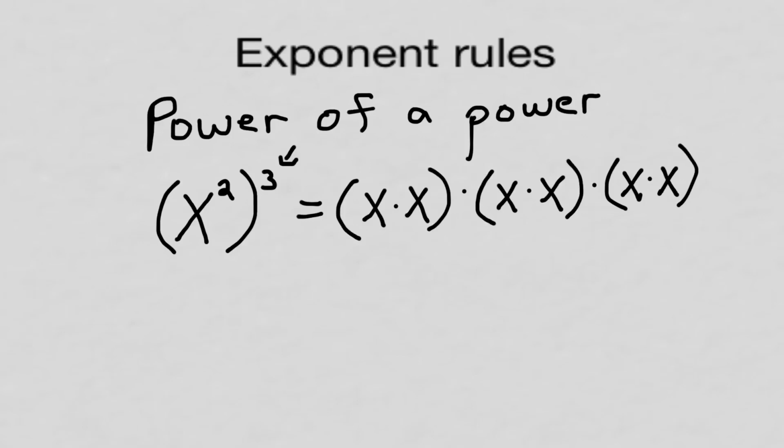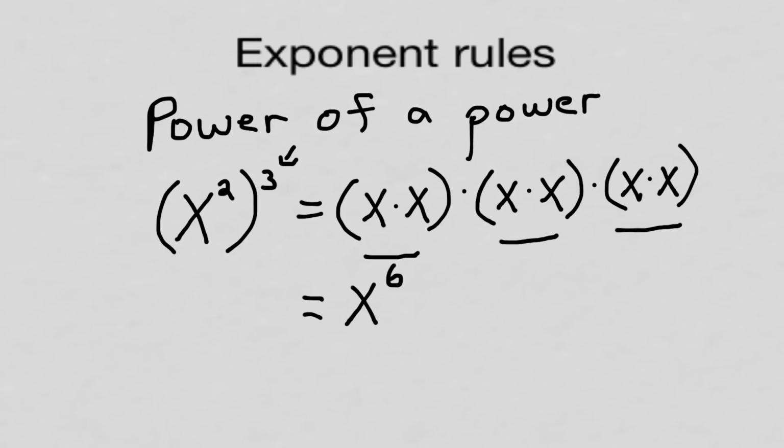Inside of each one of these is the x squared times another x squared and times an x squared for the third time. So you can pretty easily count those up. That's going to be x to the 6. You get that by multiplying the 2 times the 3.